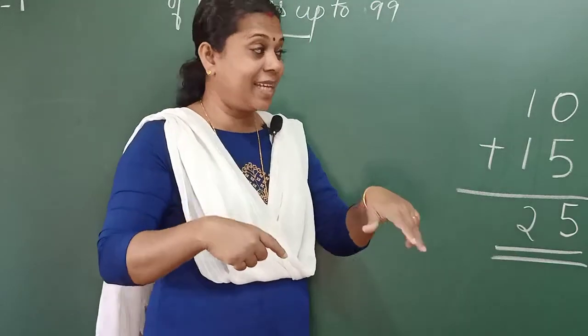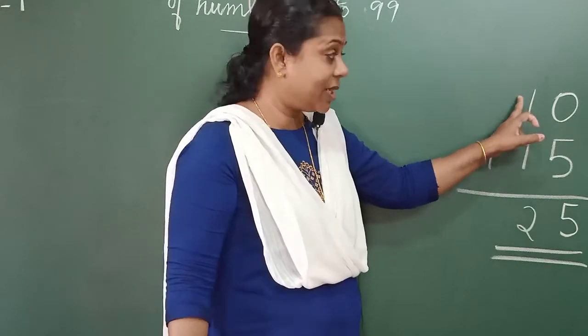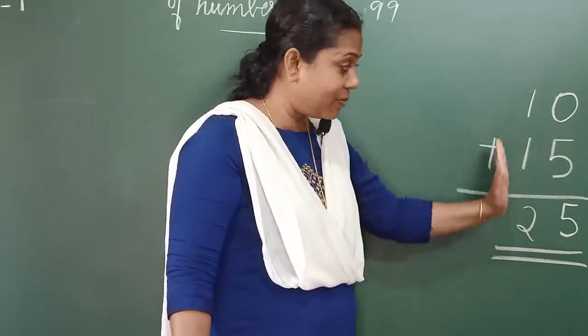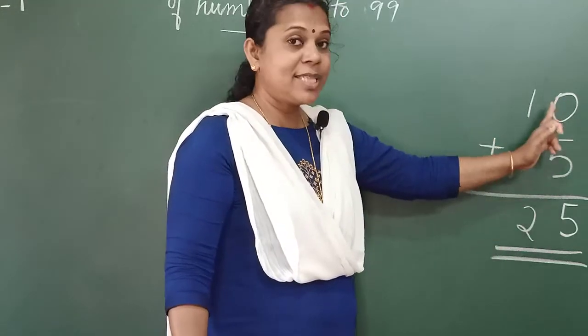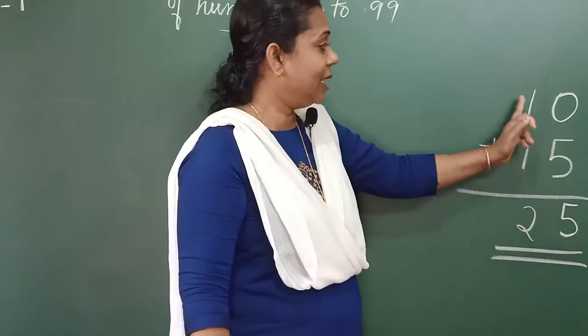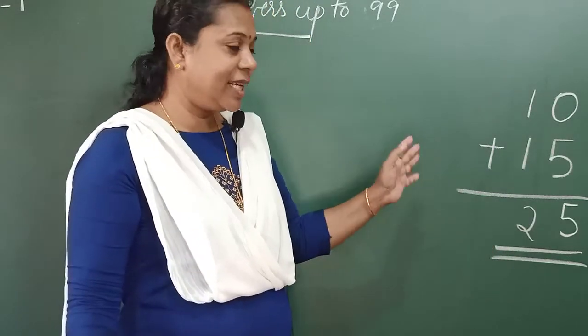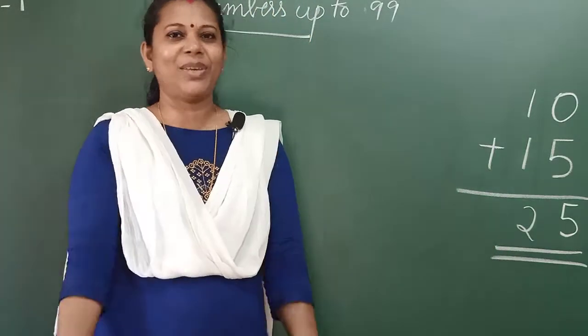How did I get that? I have written the numbers in vertical, and the ones place digits are added. Then the tens place digits are added. Okay. Now thus addition of numbers is very easy for you.